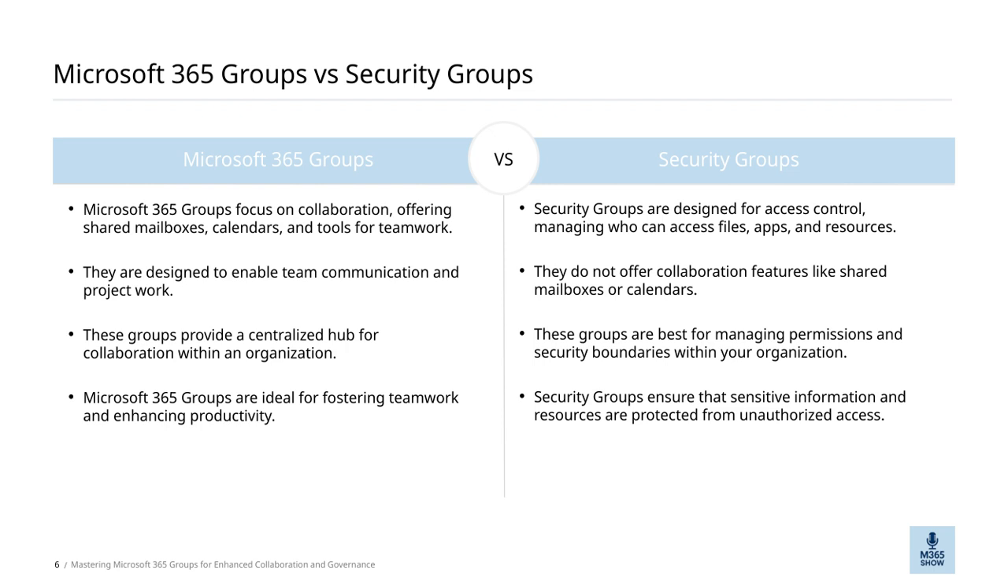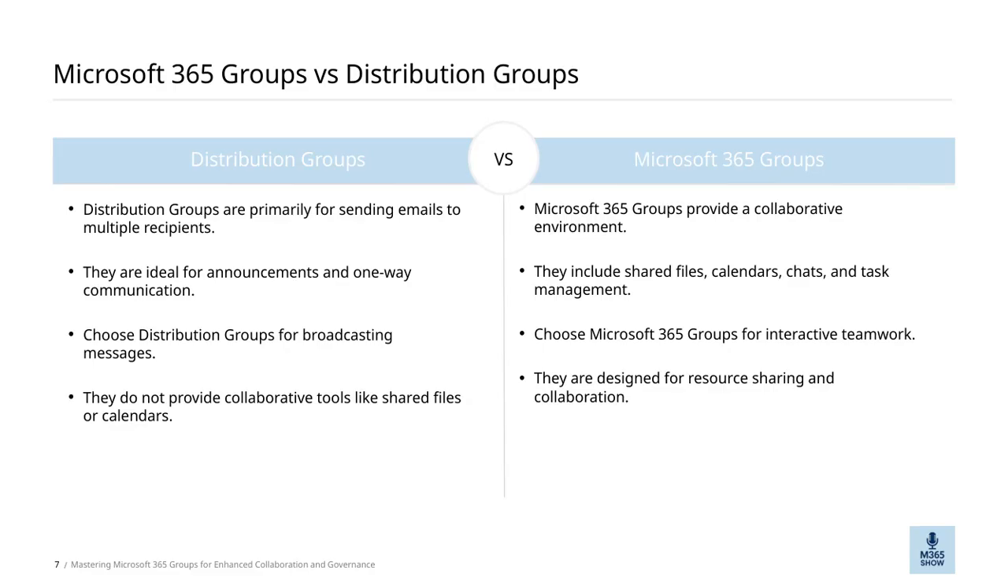In summary, while security groups focus on security and permissions, Microsoft 365 groups are designed to foster collaboration and boost productivity. Both are important, but their roles are quite different, and understanding this helps us choose the right tool for the right purpose. Let's take a closer look at the differences between Microsoft 365 groups and distribution groups.